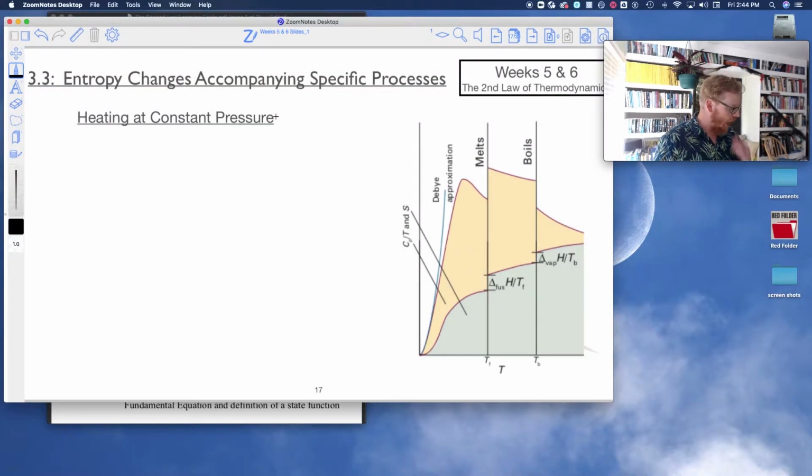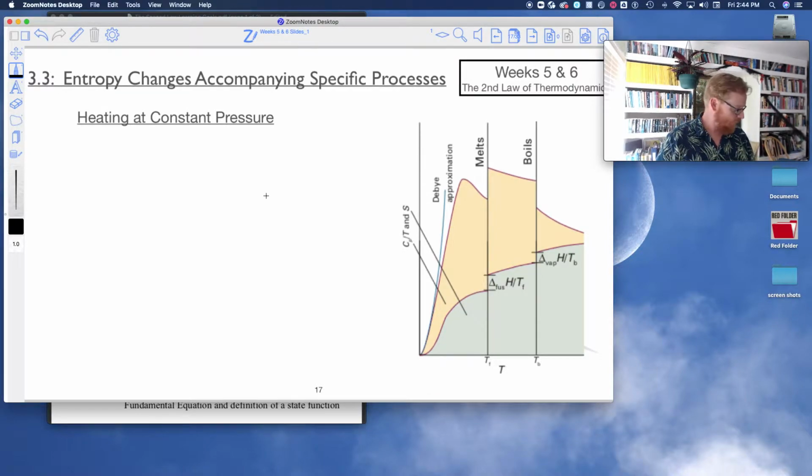So, heating at constant pressure. I just said constant pressure for now to make this a little more straightforward. But also, if you think about it, when you're in the lab and you want to boil some water, you're heating it at constant pressure, right? This is ubiquitous. When we heat, we're almost always heating at constant pressure, okay?